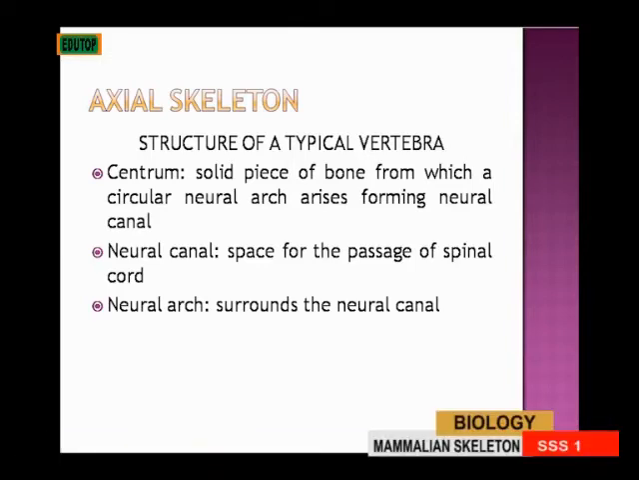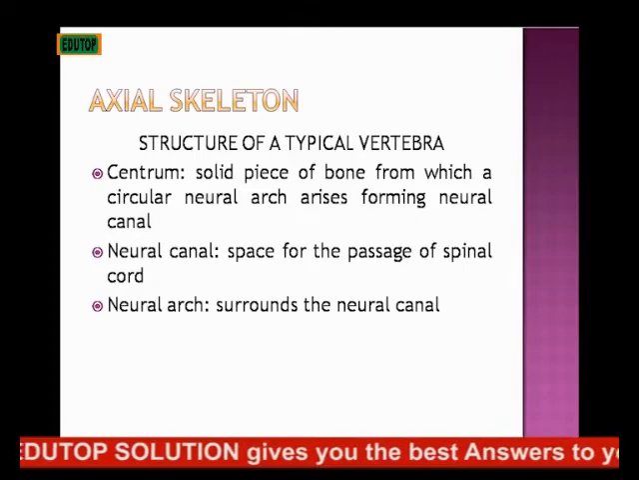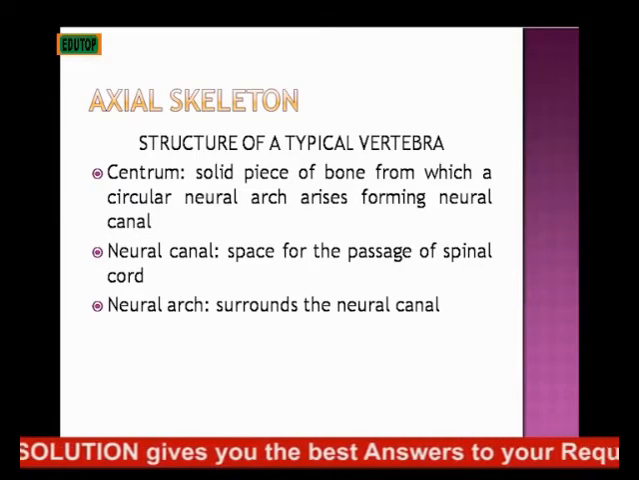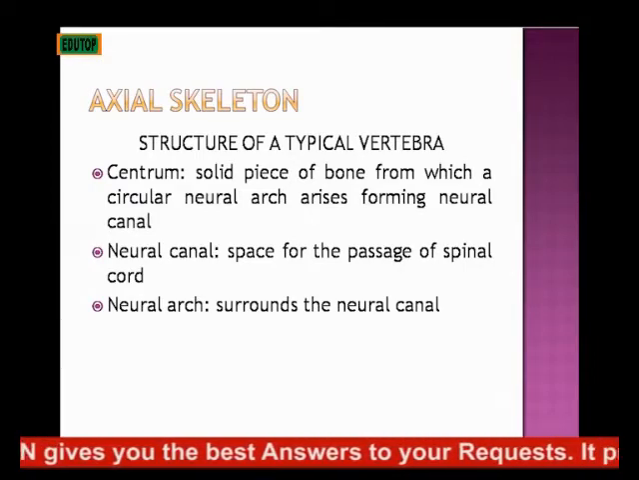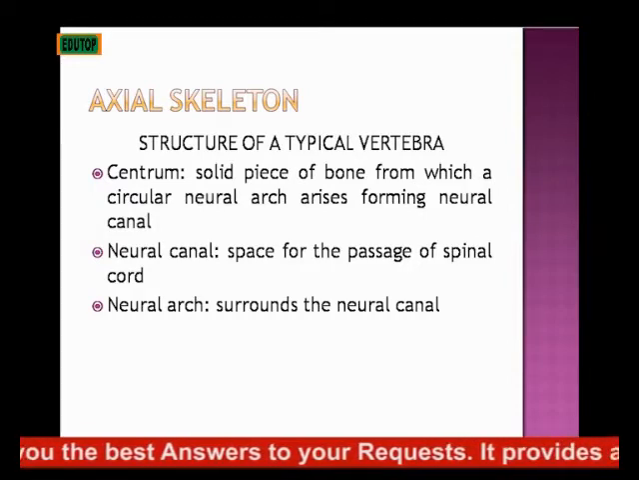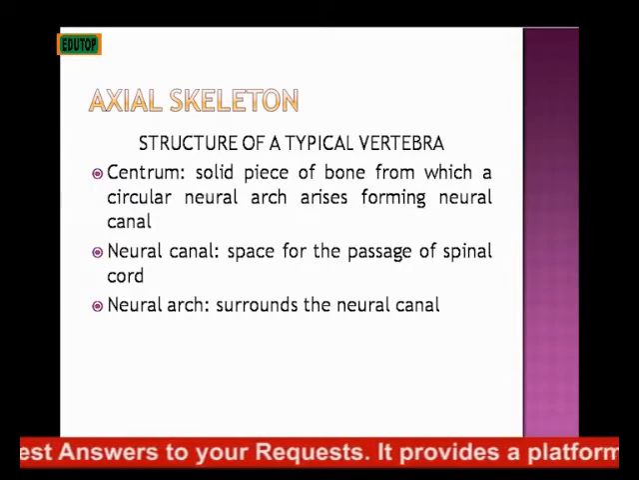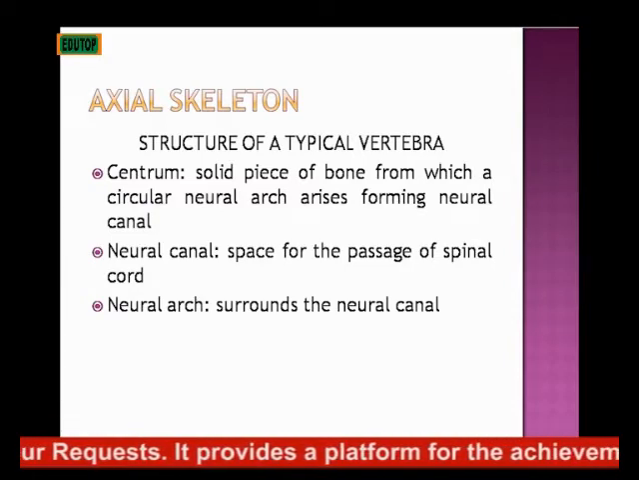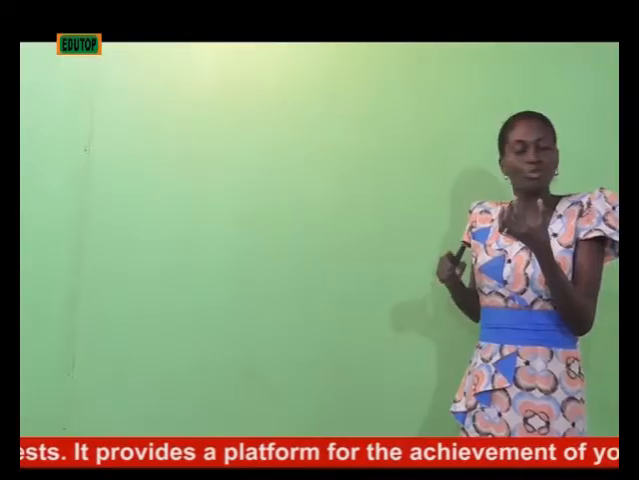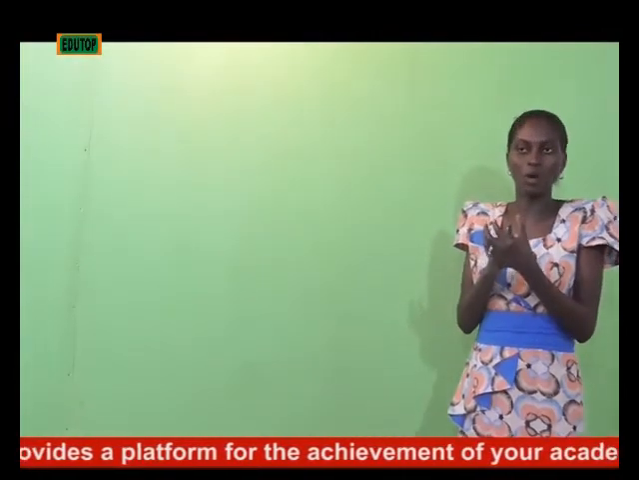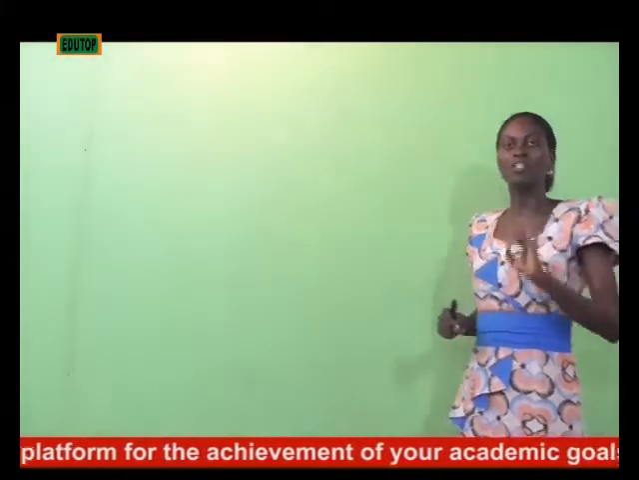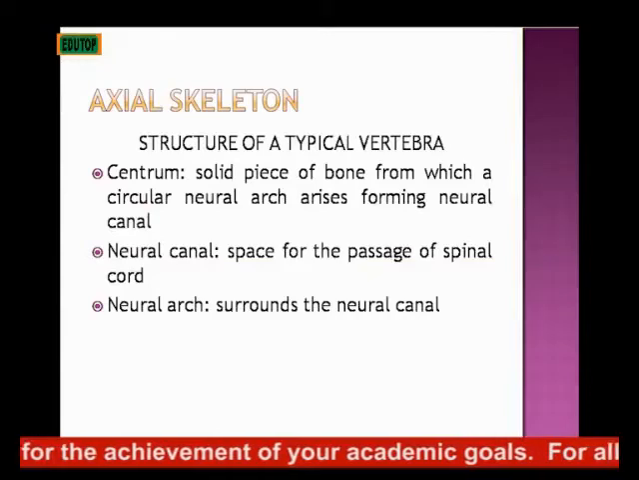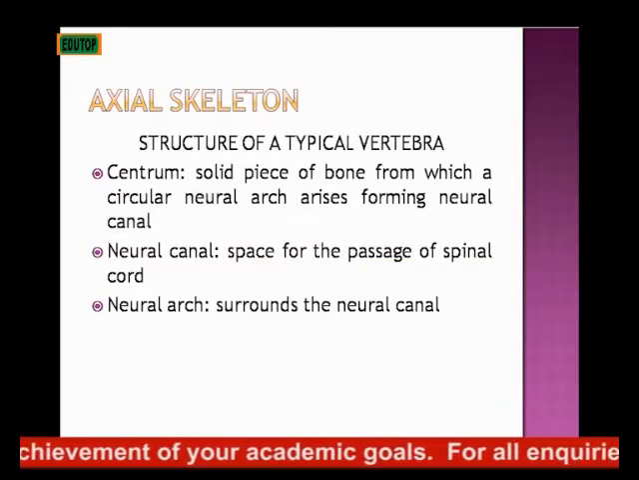The centrum is a solid piece of bone from which a circular neural arc arises, forming a neural canal. A neural canal is a space for the passage of the spinal cord. So the space through which the spinal cord passes is called the neural canal. Then the neural arc is the one that surrounds the neural canal.